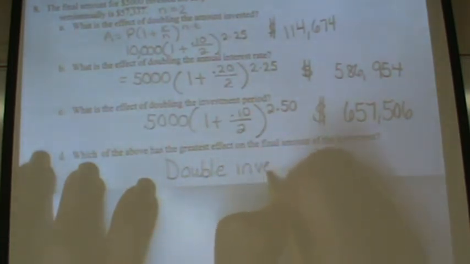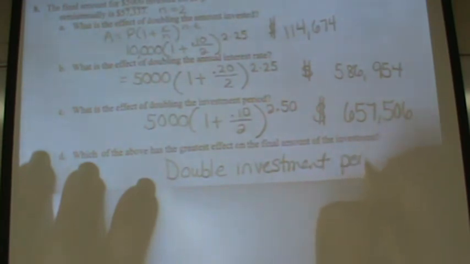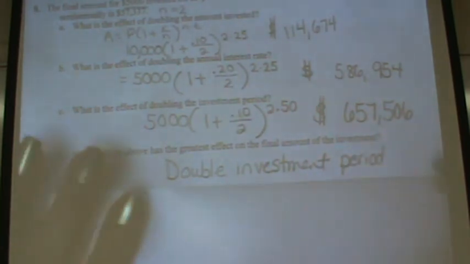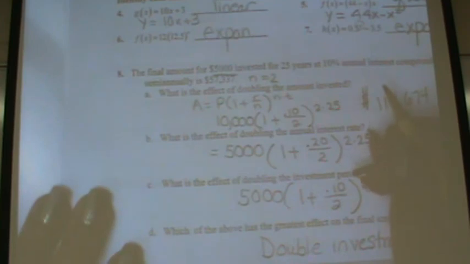Now, one more thing. What if I asked you to do compound interest continuously? What formula do you use? See if you remember it. Compounding continuously: P, E, raised to the RT. Okay, we're done.